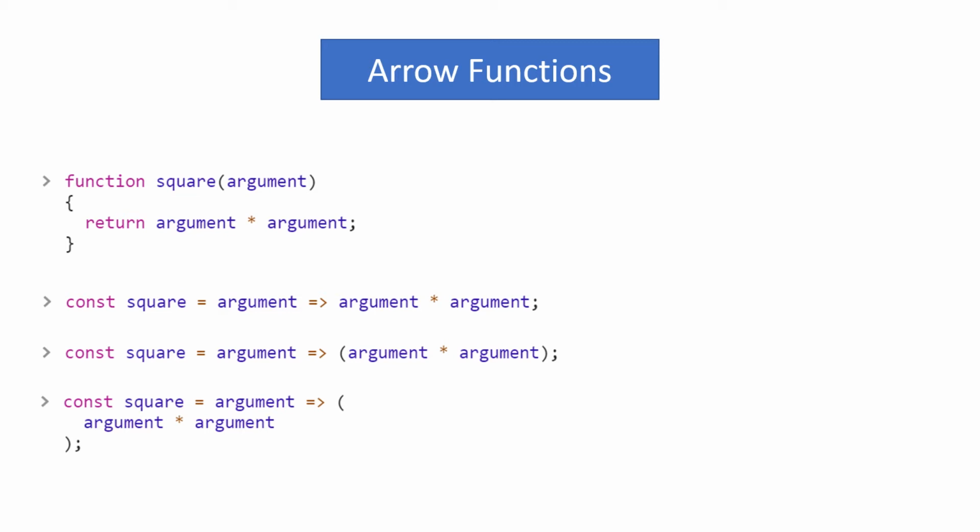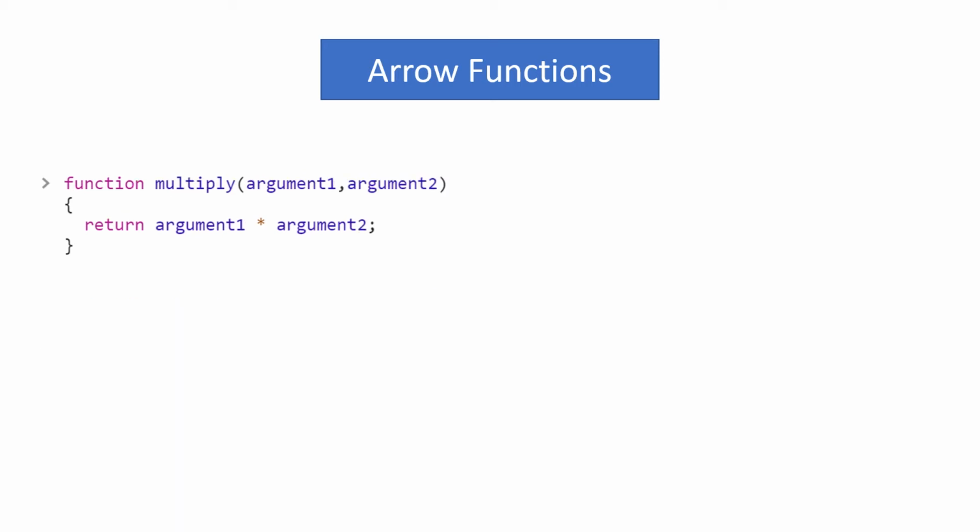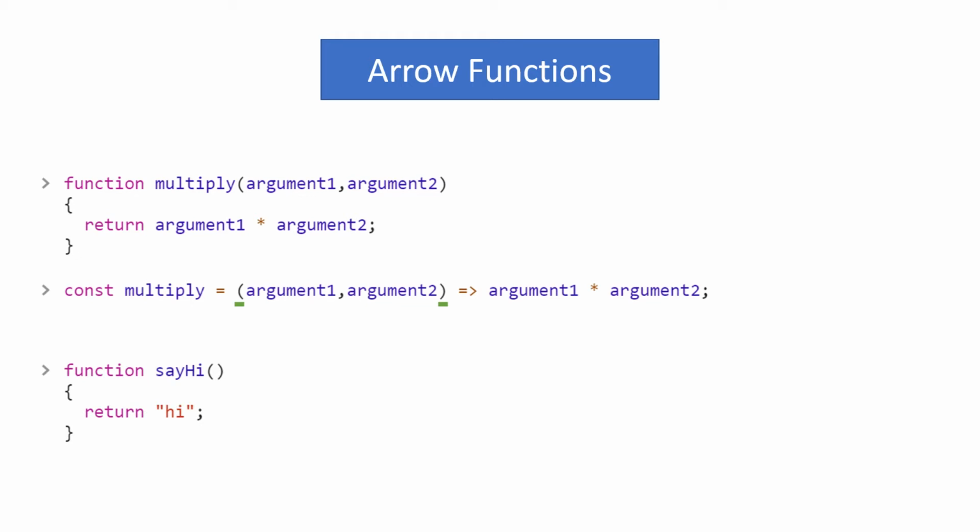If the number of arguments is different than 1, you can still use arrow functions, but you'll have to tell the JavaScript engine what the function arguments are by bringing back the round brackets. So if you have 2 arguments, the arrow function version will look like this. And if you have 0 arguments, this is how it will look like.